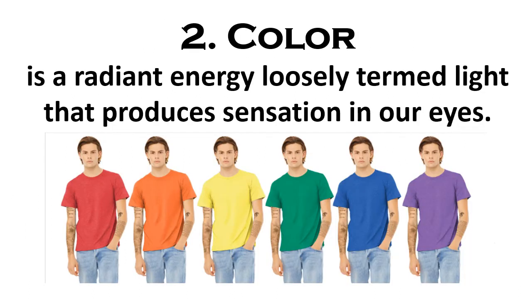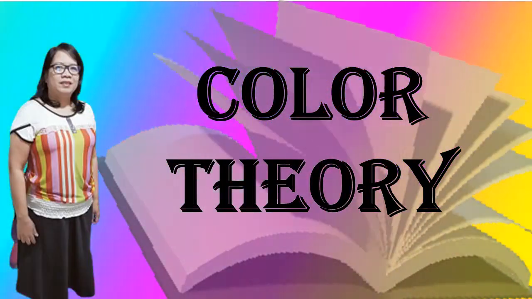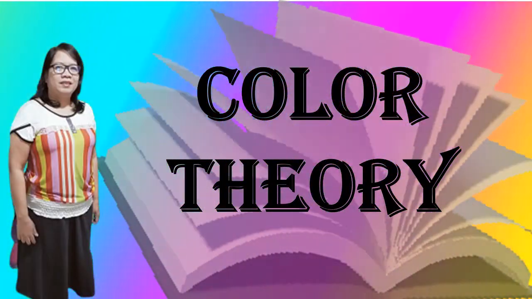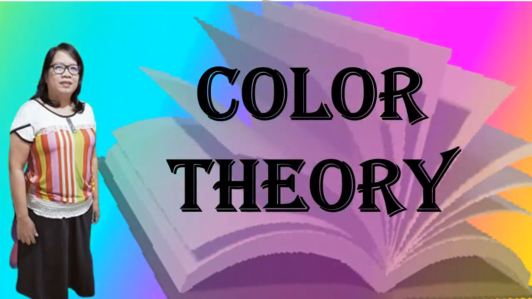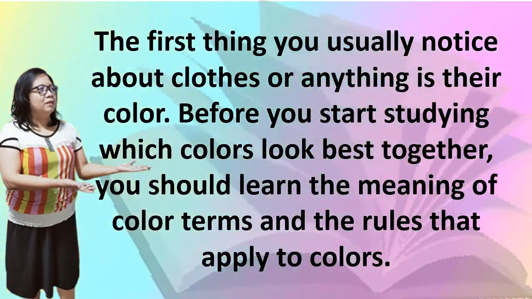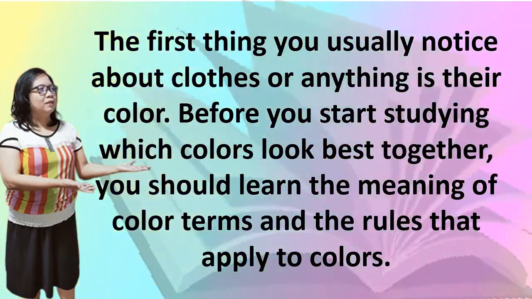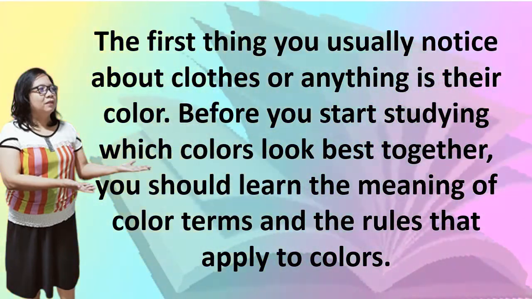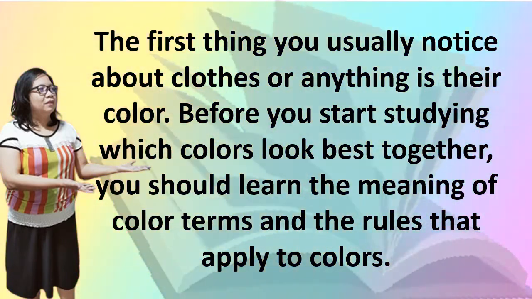Number 2 on the elements of design is color. Color is a radiant energy loosely termed light that produces sensation in our eyes. Color theory. The first thing you usually notice about clothes or anything is their color. Before you start studying which colors look best together, you should learn the meaning of color terms and the rules that apply to colors.